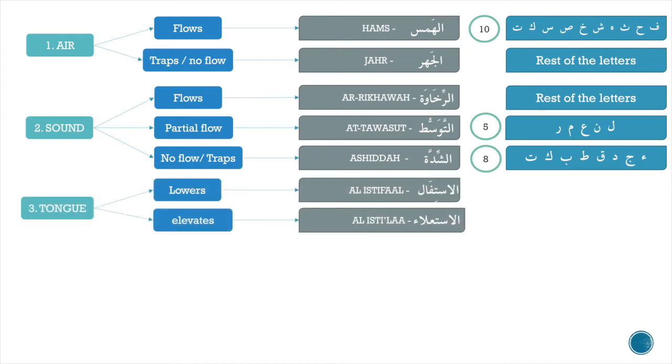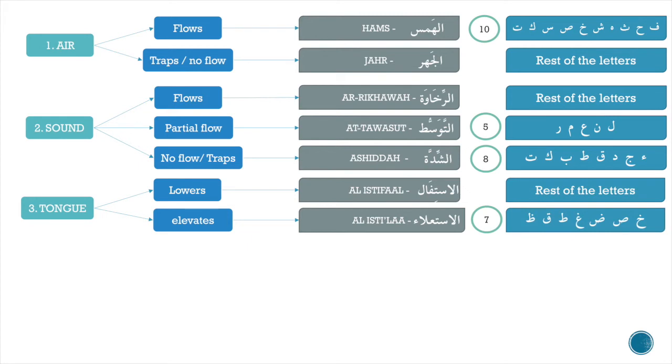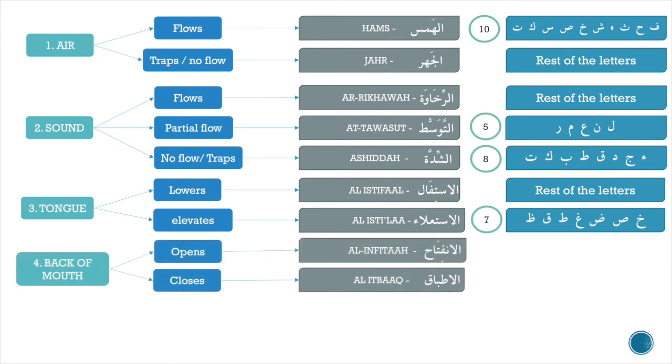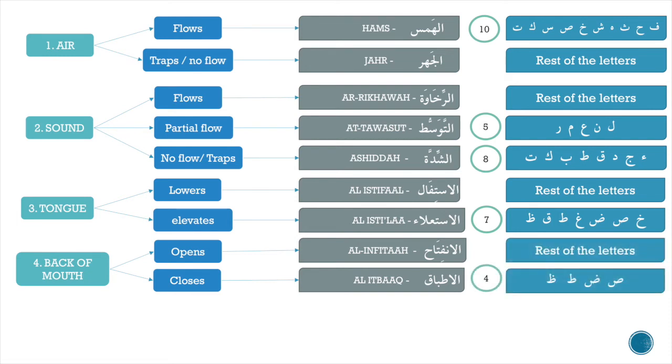The tongue is lowered, which is known as al-istifaal, and the tongue is elevated, which is known as al-isti'laa. There are 7 letters of al-isti'laa, which are khus, dagh, tin, qidh, and the rest of the letters fall into the category of al-istifaal. The back of the mouth opens is known as al-infitaah, and the back of the mouth closes is known as al-itbaaq. There are 4 letters of al-itbaaq, sad, dad, ta, dha, and the rest of the letters fall into the category of al-infitaah.